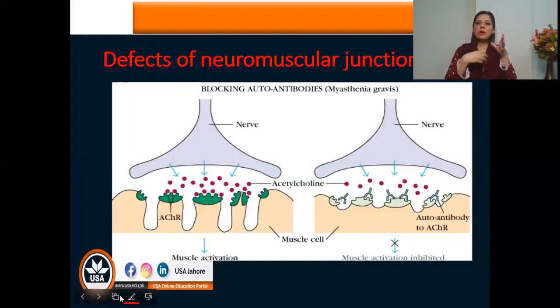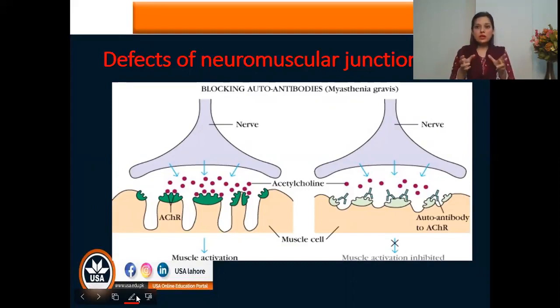Now, this was all about the neuromuscular, neuropraxia, axonotmesis, and neurotmesis. Now, let me tell you about the defects of the neuromuscular junction. And the commonest defect of the neuromuscular junction is basically myasthenia gravis.